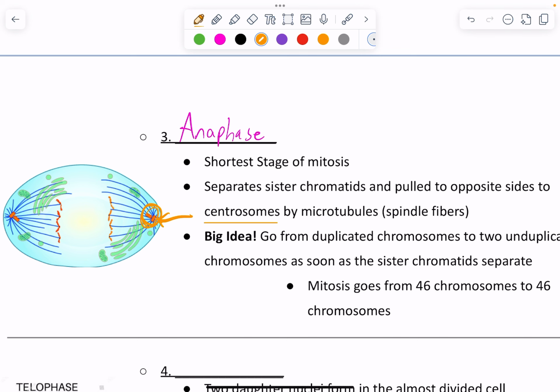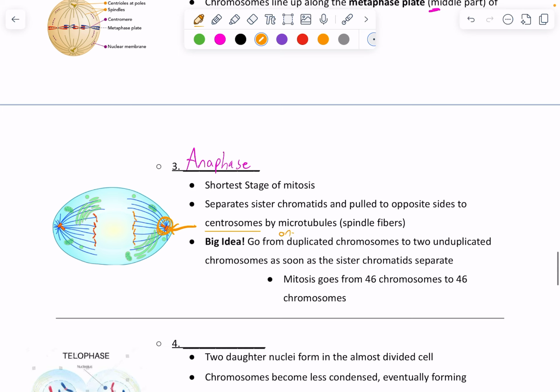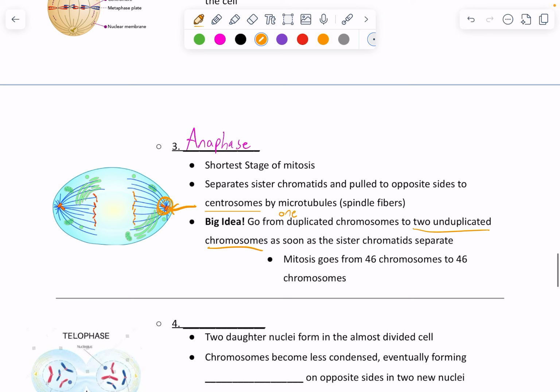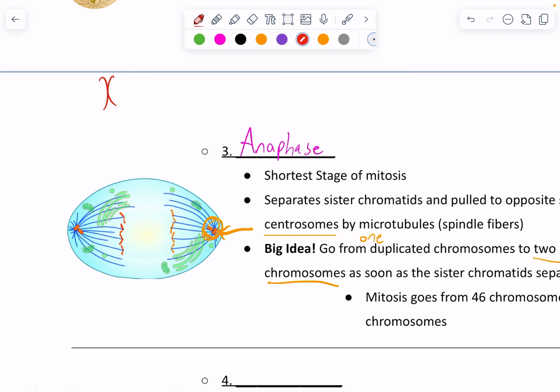And so what happens is we go from duplicated chromosomes to one duplicated chromosome to two unduplicated chromosomes as soon as sister chromatids separate. This is very semantical, but I actually want to update this. Mitosis goes from 46 chromosomes to, we would say 46 unduplicated, or we could say 92, which is just double, 92 chromosomes. Because this is one chromosome.